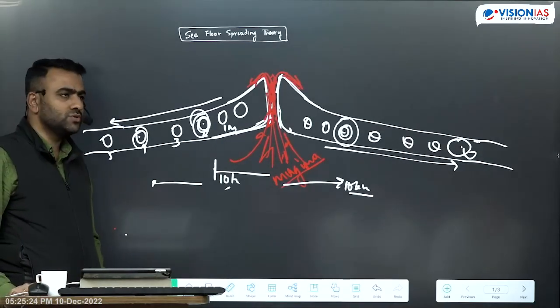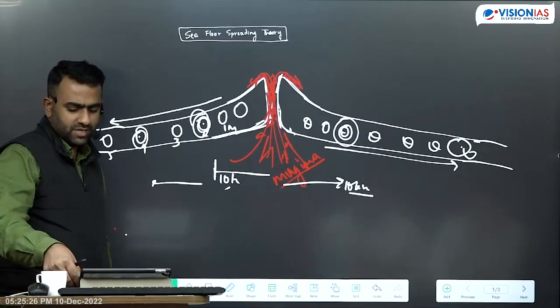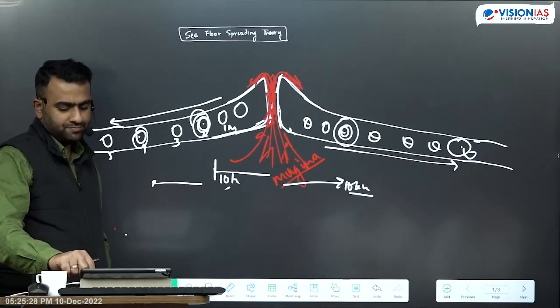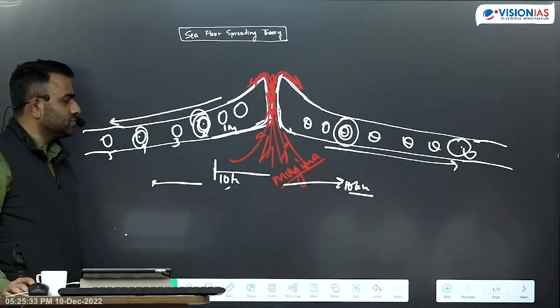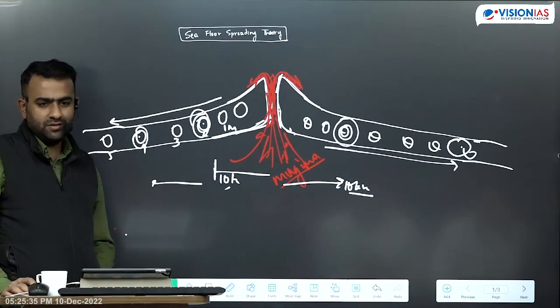ठीक है? So this was also totally puzzling. ऐसे कैसे हो सकता है? What is the reason behind this? We did not know. And we also got to know that the thickness of the oceanic crust is very, very thin.